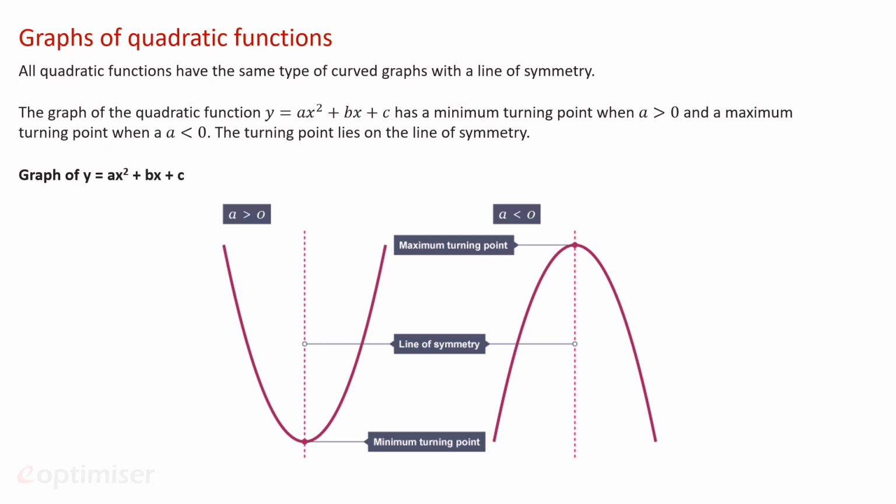It can be upside down or the other way around. So these are the graphs. If the coefficient a is greater than 0, you will get the curve like on the left hand side. If the coefficient a is less than 0, then you will get a graph like on the right hand side.